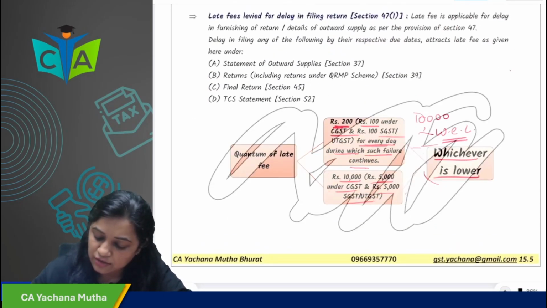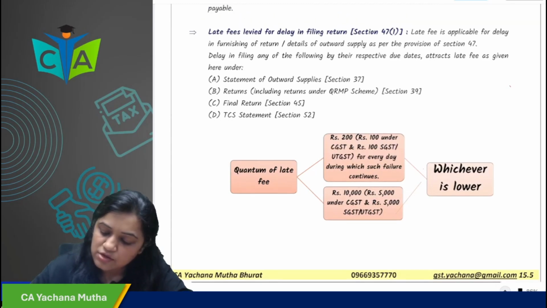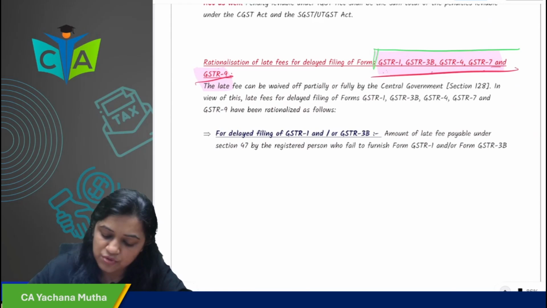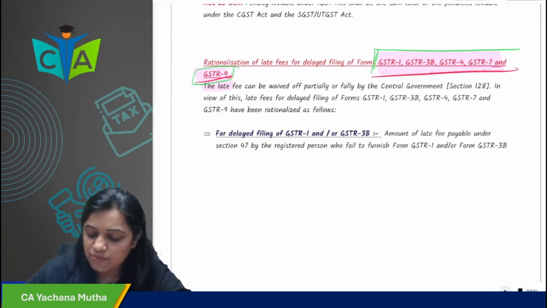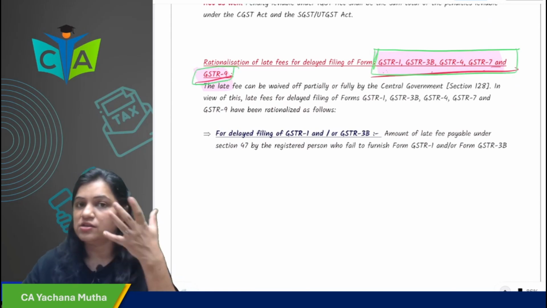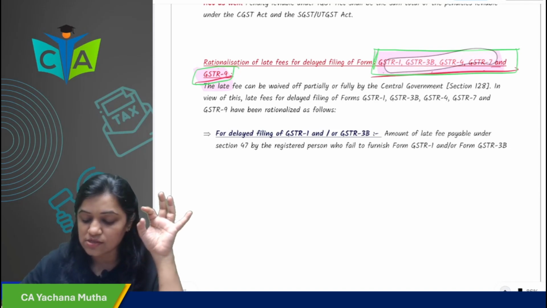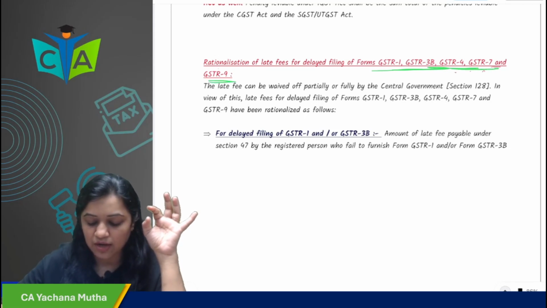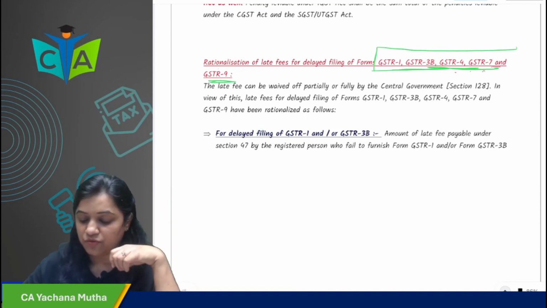Now if you are delaying, for example, GSTR 1, 3B, 4, 7 or 9, for them there are specific late fees. So if you are delaying GSTR 1, 3B, 4, 7 and 9, there are specific late fees.